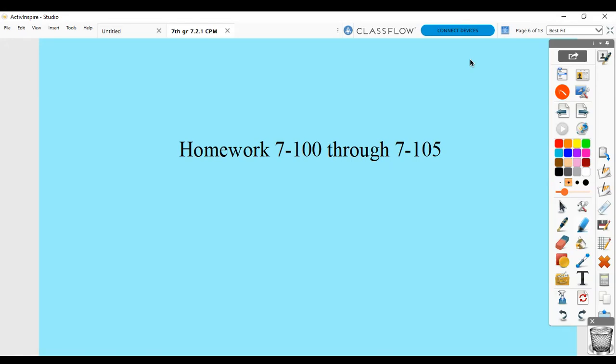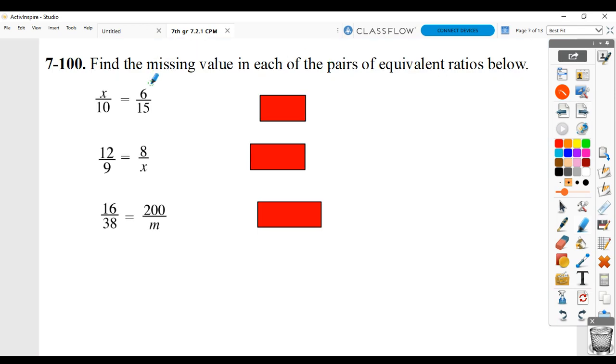This video is to allow you to correct your homework for section 7.2.1. Problems are 7-100 through 7-105. So the first thing you need to do for 7-100 is find the missing value in each pair of equivalent ratios. Remember, you can use your cross product technique.